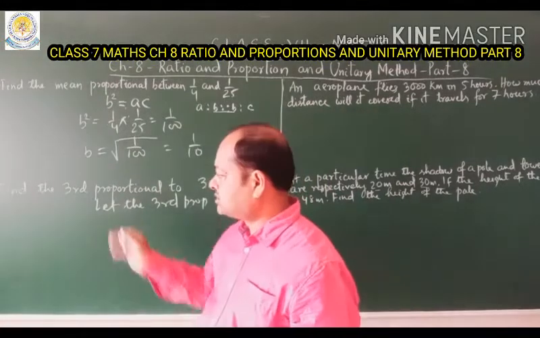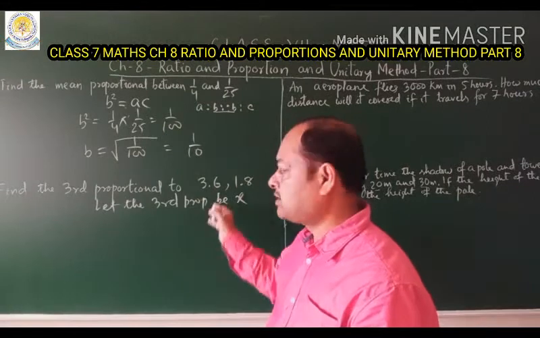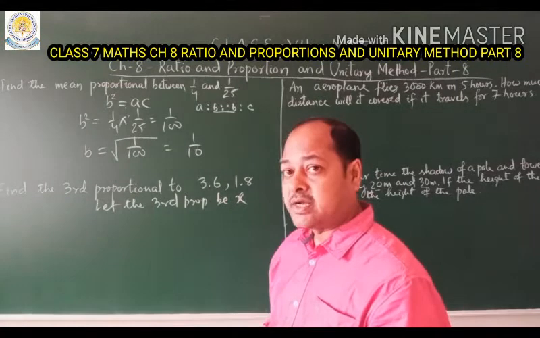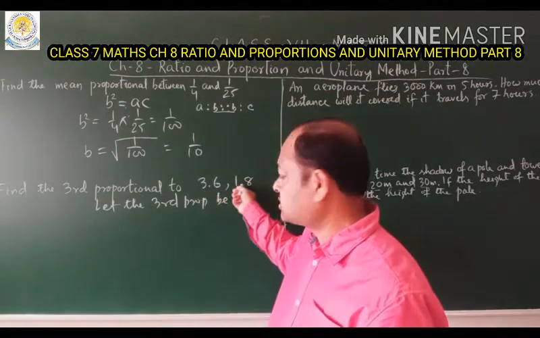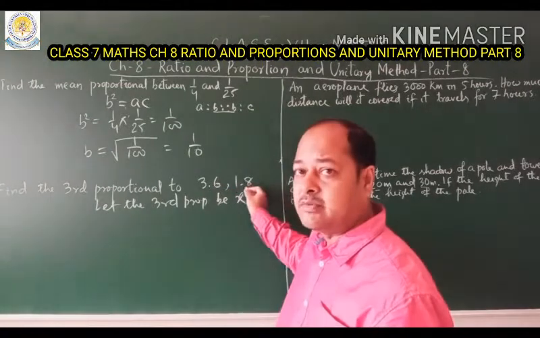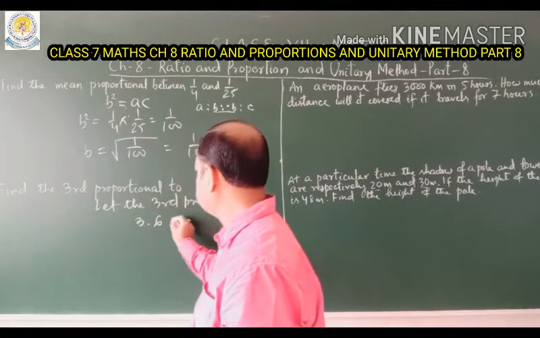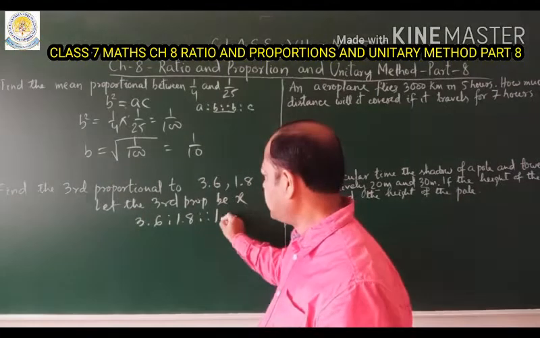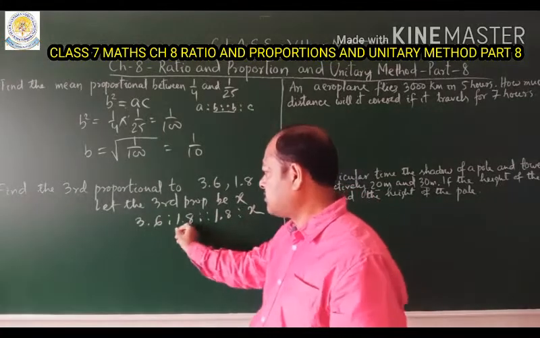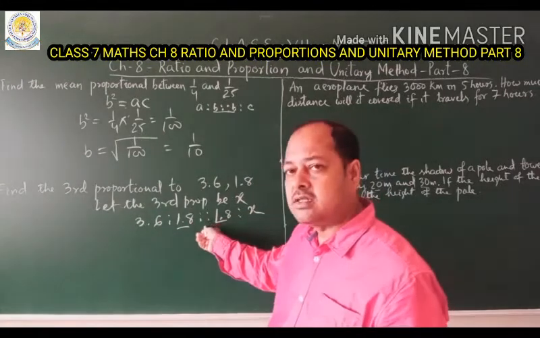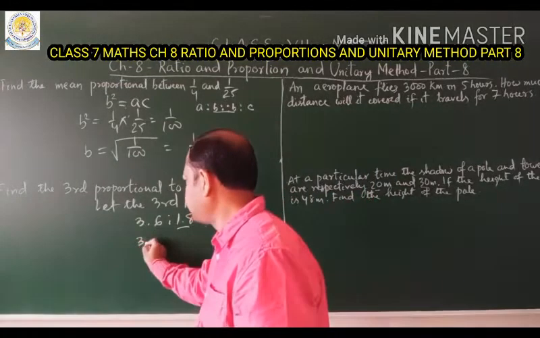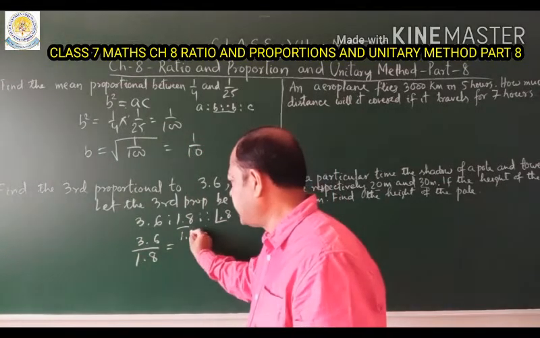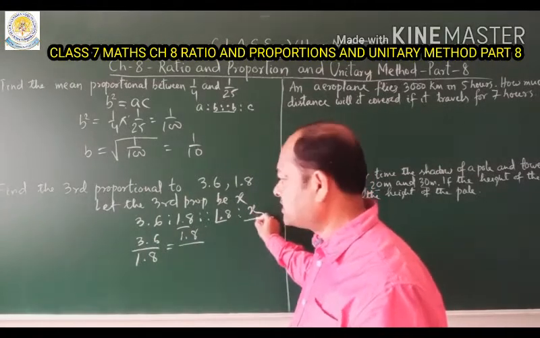Now the next question: find the third proportional to 3.6 and 1.8. Here it is a case of continued proportion. So how can we write? It is a continued proportion, which means the second term is repeated: 3.6 is to 1.8, then 1.8 is to x. Here the two 1.8s are the continued proportion. So you can write 3.6 upon 1.8 equal to 1.8 upon the third proportional, which we take as x.